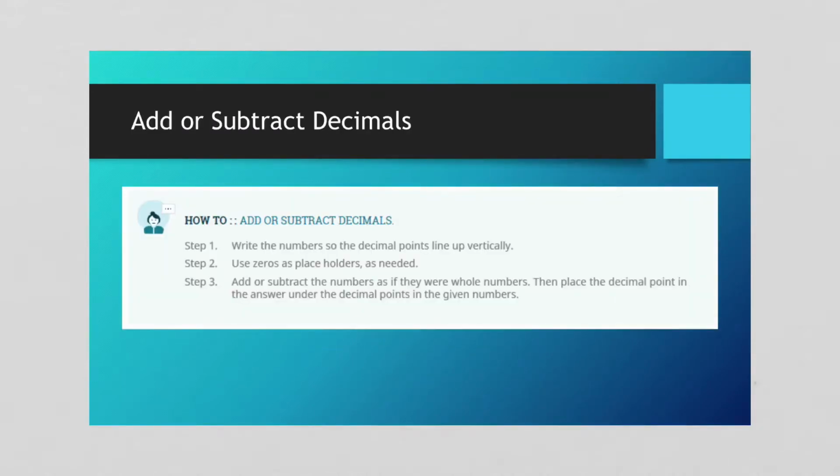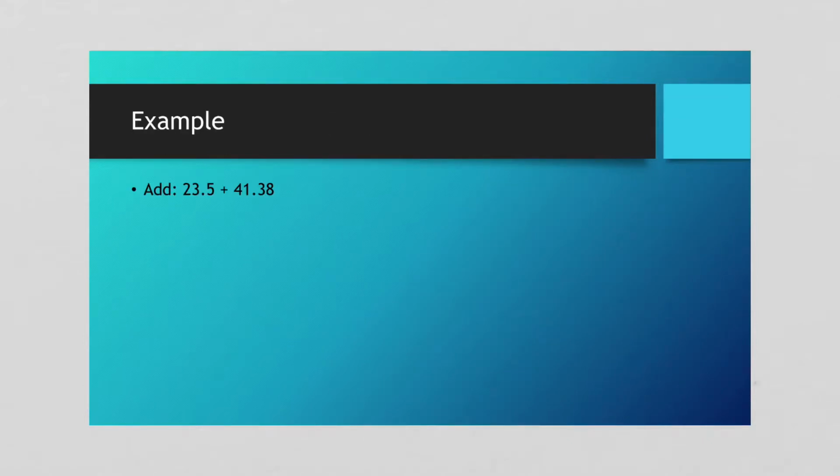Okay, again, this is a place where you might want to hit pause and read through this. Okay, so to add decimals, you need to line up your decimal. So if I have 23.5 and I want to add to it 41.38, this is where you have to be like uber neat. And if you don't line them up properly, you won't ever get the correct answer.